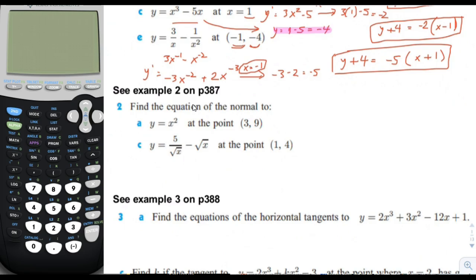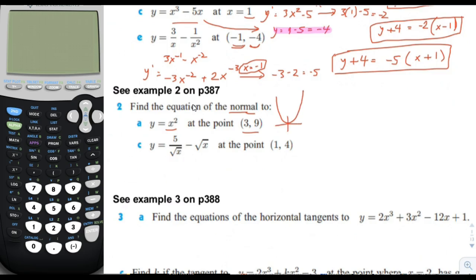So now take a look at example 2 on page 387, and then we're going to do number 2a here. Find the equation of the normal to, and they give us a simple parabola here. Remember that the normal is simply the perpendicular to the tangent at this point. So we just need to find the derivative. Now let me just draw a picture of this, show you what it looks like, since it's an easy one to graph here.